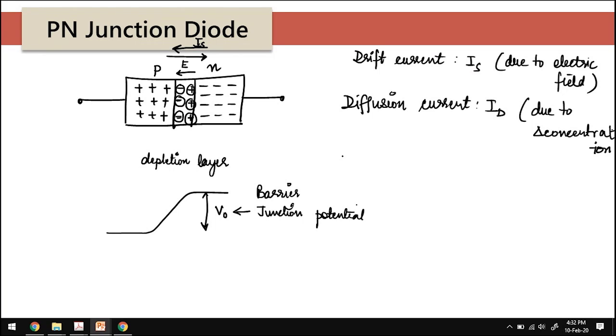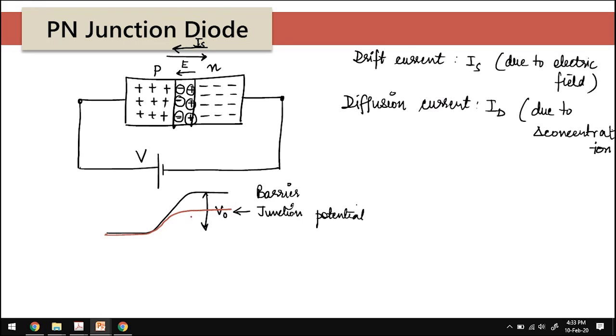However, when I connect to this some external voltage, say V, in this polarity, then what happens? The external voltage that you have applied is going against the effect of barrier potential, right? So as a result, the net potential decreases by the amount of voltage. The moment that happens, these majority carriers have the chance to jump over and create a flow of current, right? This condition is called forward bias.